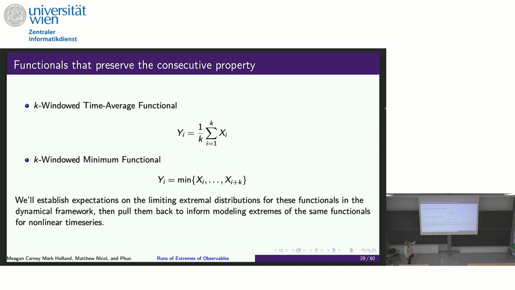Lucarini did some work looking at the time average functional for dynamical systems, but this required K to be quite large. So in this talk, we'll establish some expectations on these limiting distributions for the functionals themselves, and then use that information to pull it back into real-world modeling and try to get better estimates.